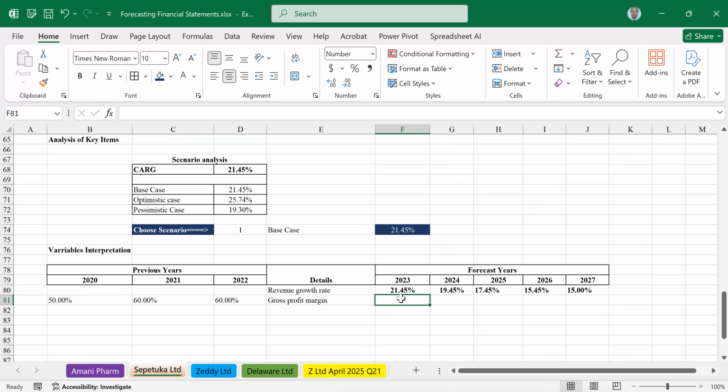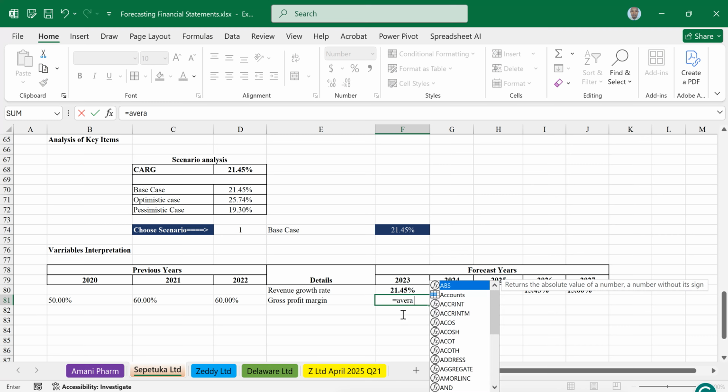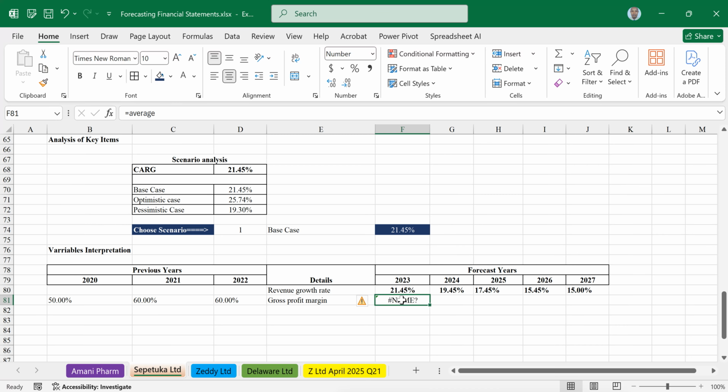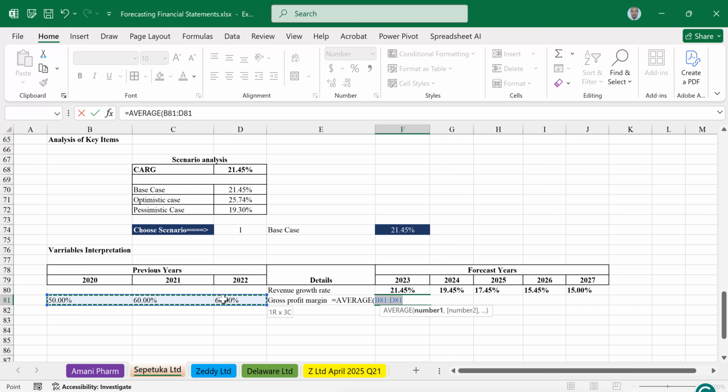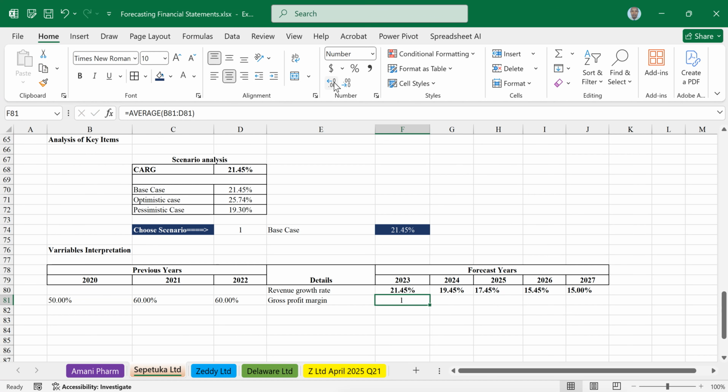Now get the average. They said it should be the average. The first one will be the average. So equal sign average. In the first year of forecast will be the average of these 3. Close bracket, enter. Convert this to percent, 2 decimal places. Now the first year of forecast will be the average for the previous years from 2020 to 2022.